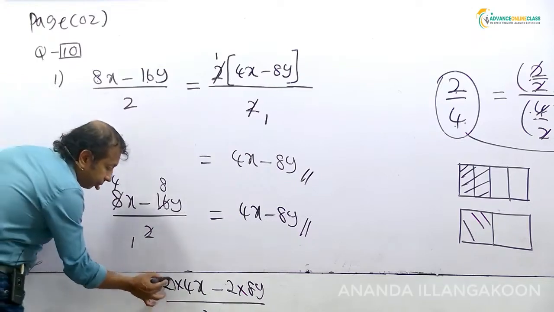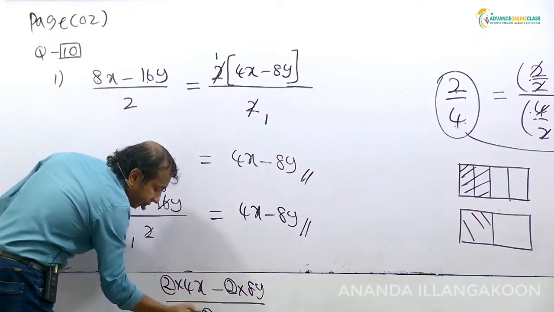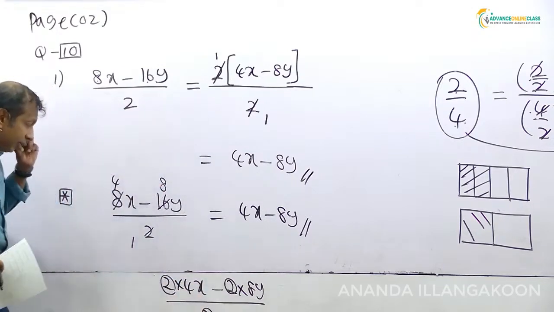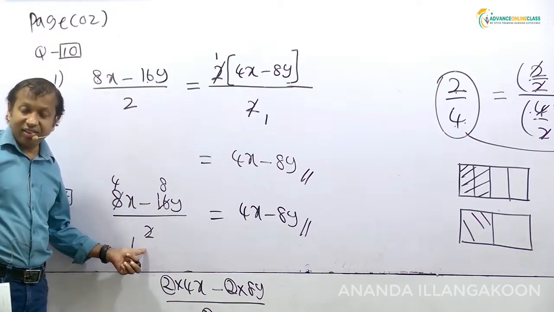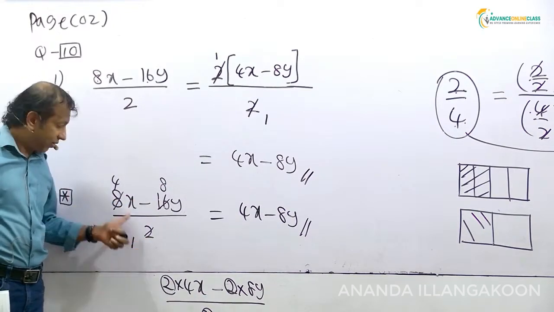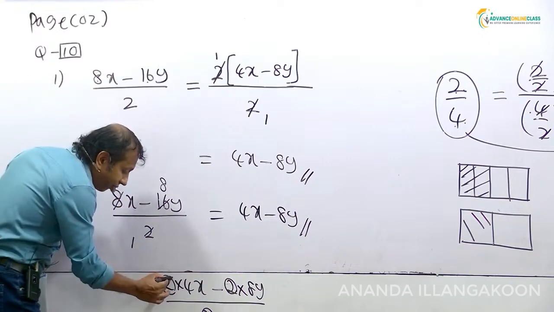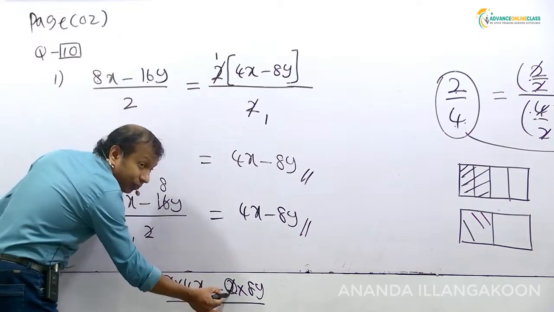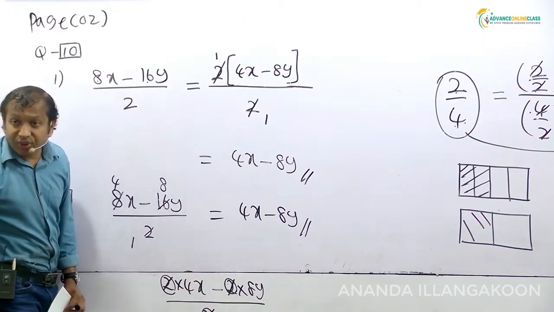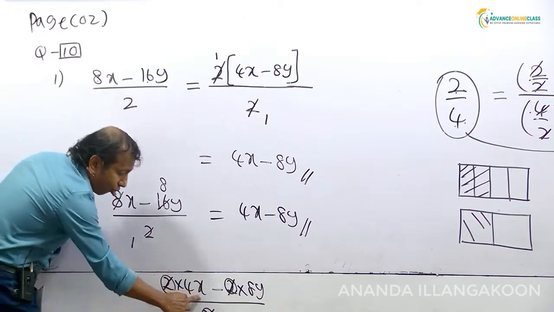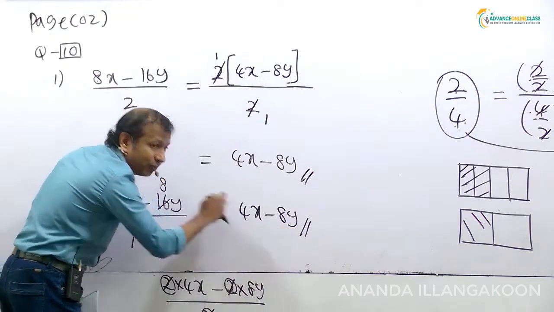What is the common value? 2. By that common value only we divided this and this. Understand? What happened finally? This 2 cancels off, no? Once you cancel down that way, what do you get? 4x minus 8y. This is coming, no?